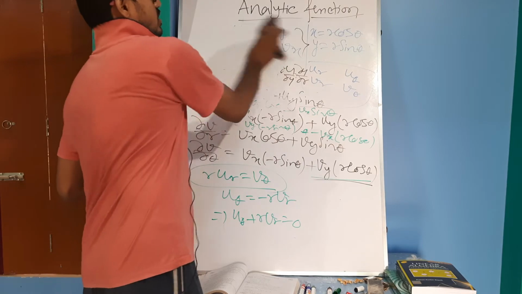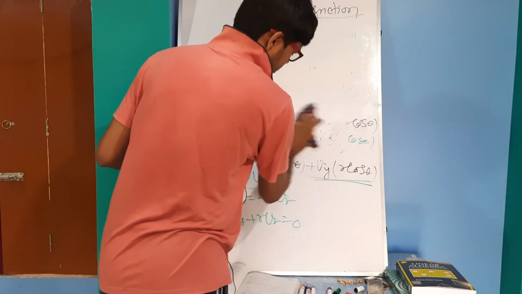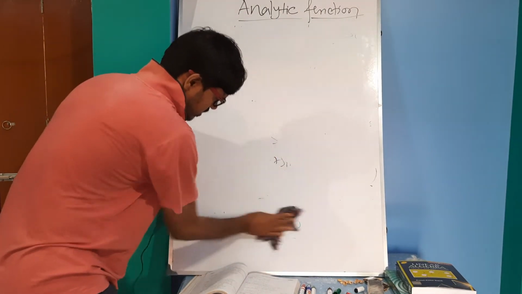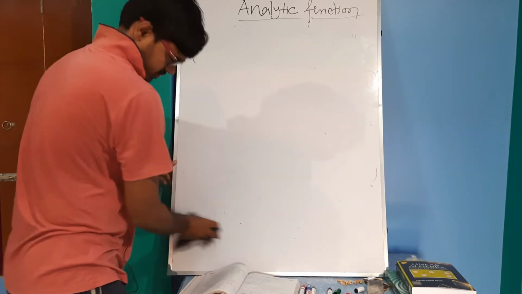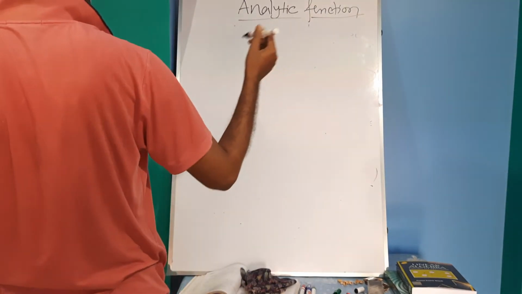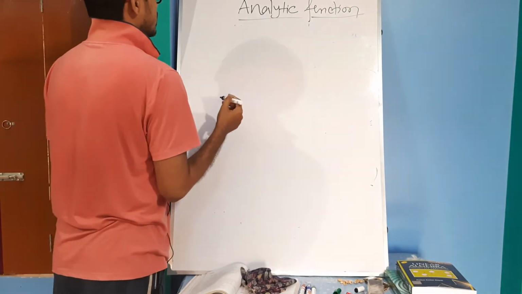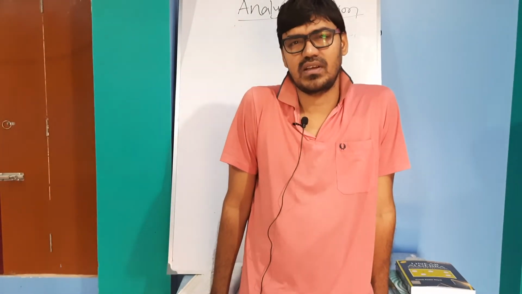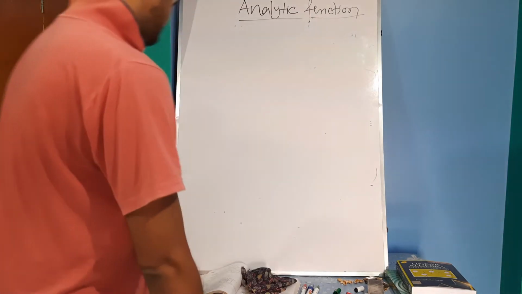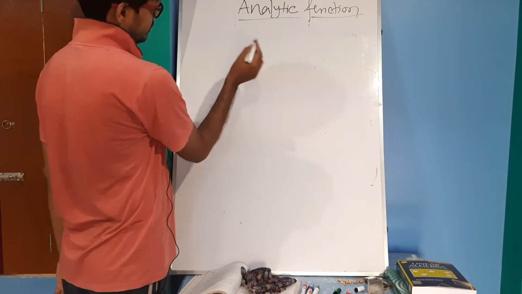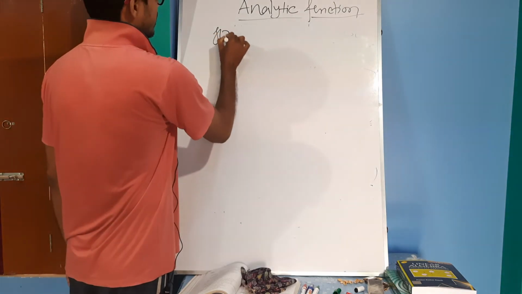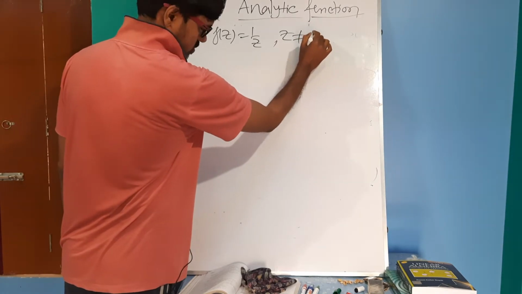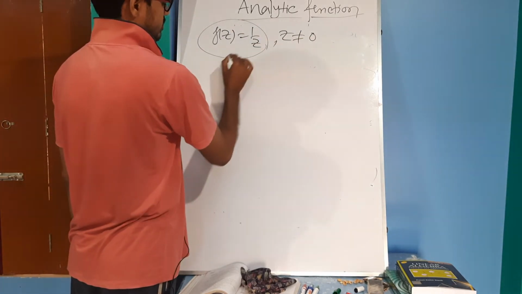Now we have to learn some different relations of analytic functions. And what are these? Let's start with the Cauchy integral theorem. Or before that, we have to take some knowledge on singularity. Okay, 2 minutes for singularity. A singularity is where the function is not analytic. Suppose f(z) equals 1 by z. Now z not equal to 0. For z equal to 0, the function is not analytic.